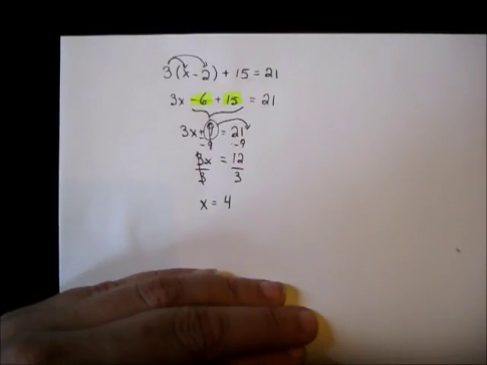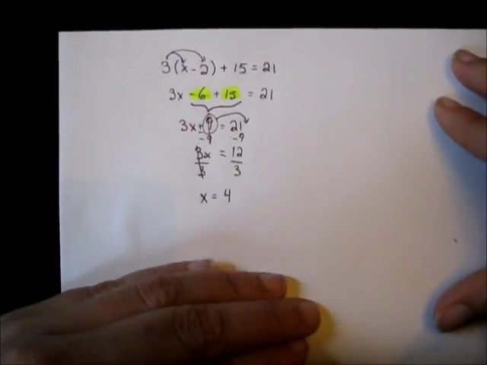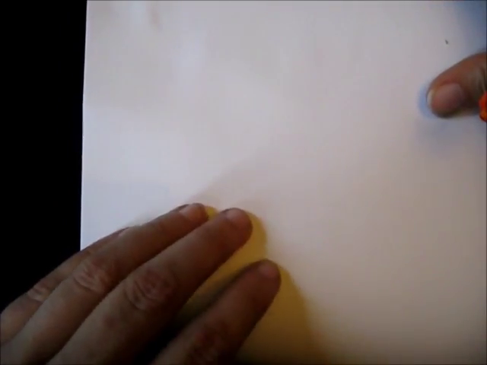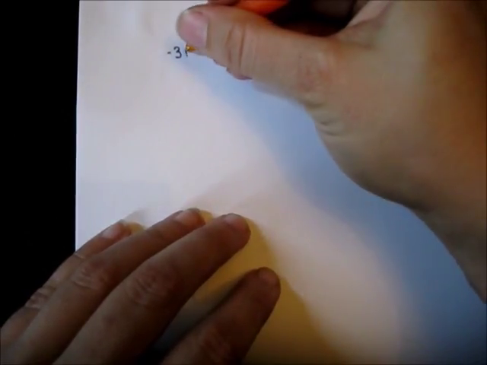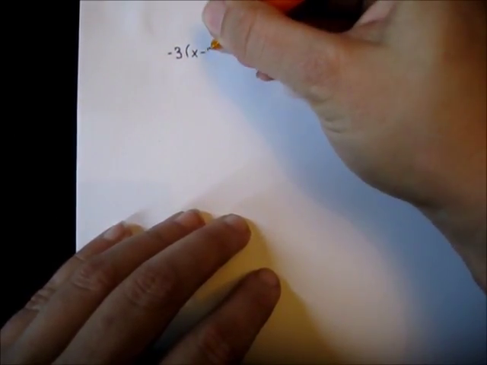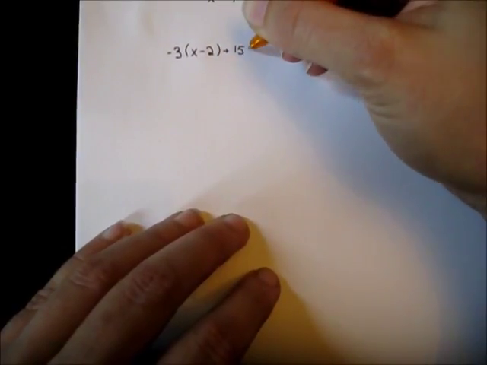To solve an inequality, we'll proceed exactly the same way, except for one tiny difference. So we'll try that difference out. This time we'll put minus 3x. We'll do the exact same one above, but we'll change that coefficient to a minus 3 and see what happens.